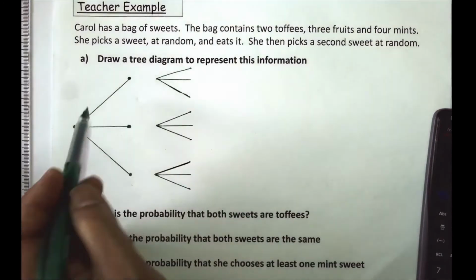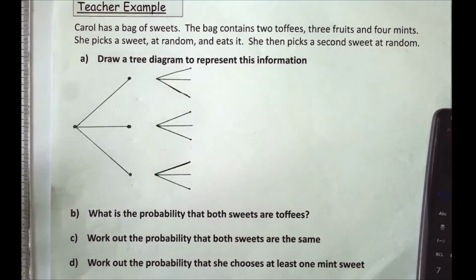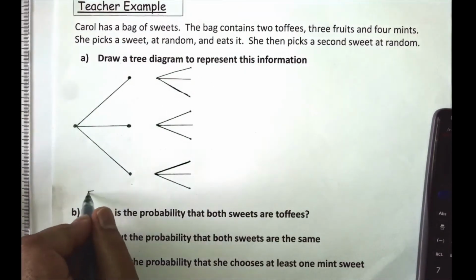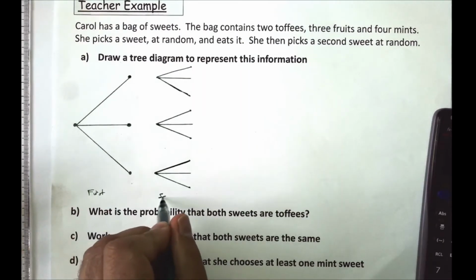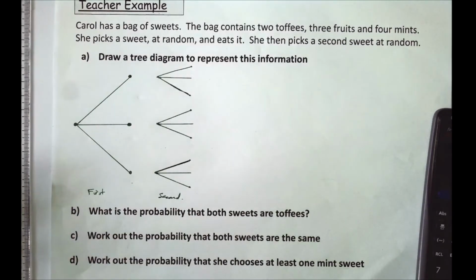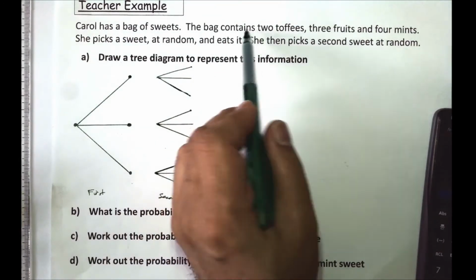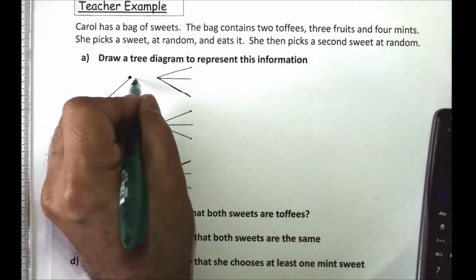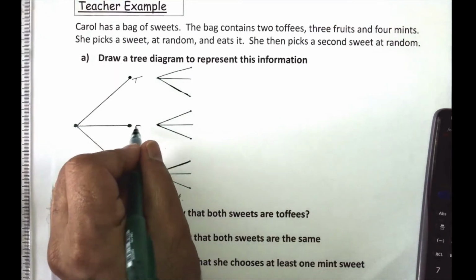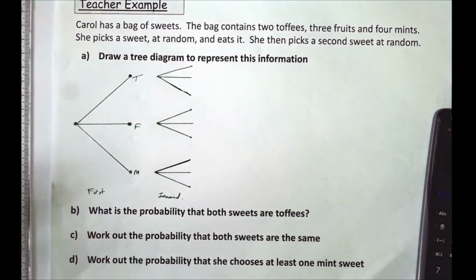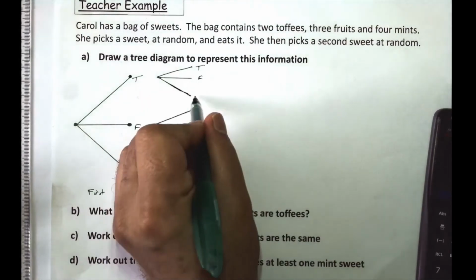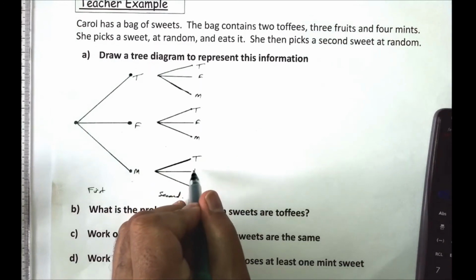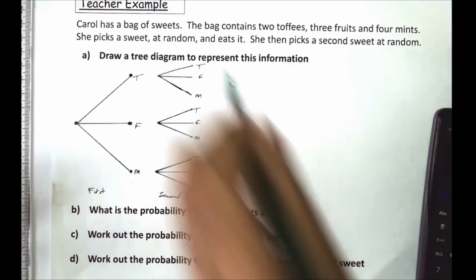So the first part of your tree diagram should look something like that. It's got 3 options, and those are your 2 picks. So that will be your first pick, your first option, and then your second. And then for this, it contains 2 toffees, 3 fruit, and 4 mint. So this will be for toffees, and I've just used the letters there: toffee, fruit, and mint. And again, that'll be toffee, fruit, and mint for the second options. So that will give me all the combinations.